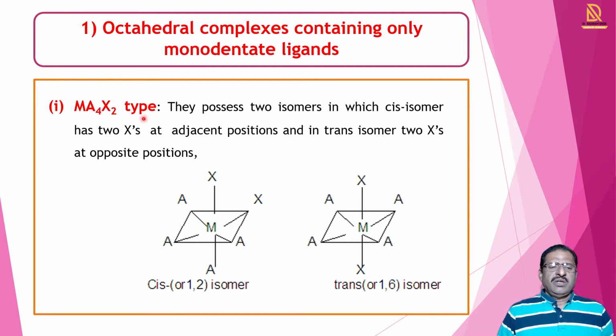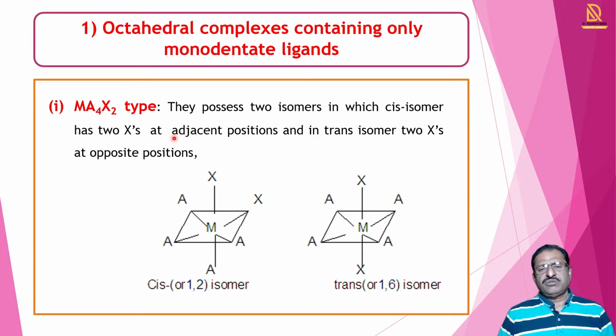So directly we take the MA4X2 type. MA5X also does not show geometrical or cis-trans isomers, so for that purpose we need the even numbers, that is the MA4X2 type. In this MA4X2 type, what are A and X? Generally we use the symbol A for neutral ligands and X for negatively charged ligands like chloro, bromo, iodo, nitro.